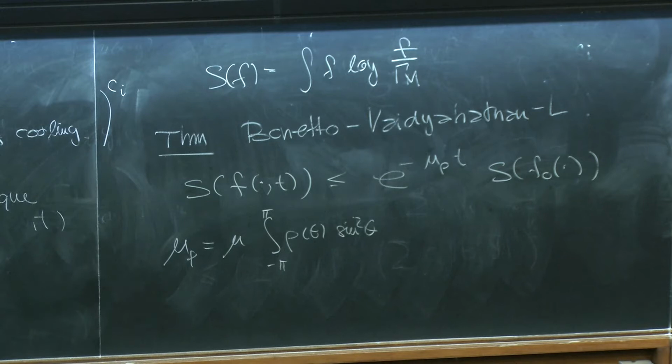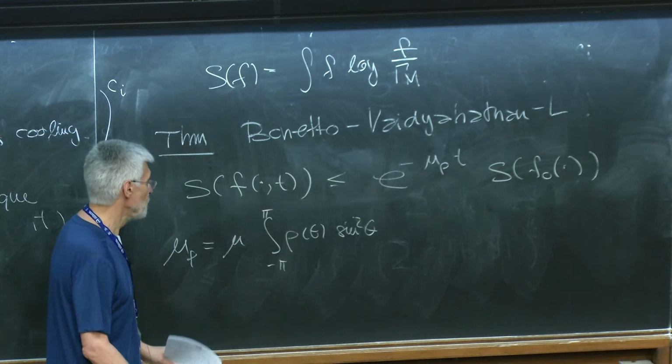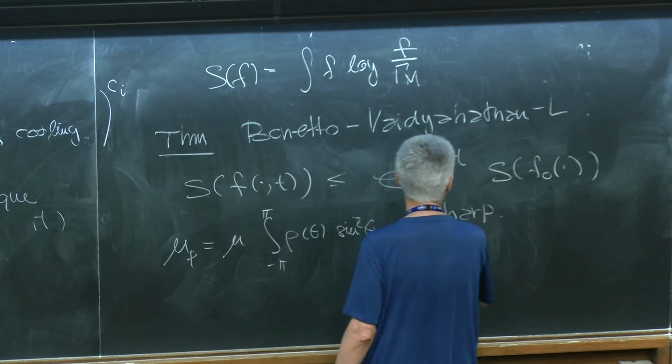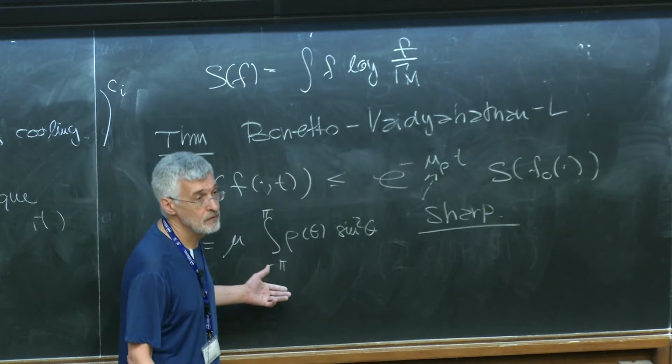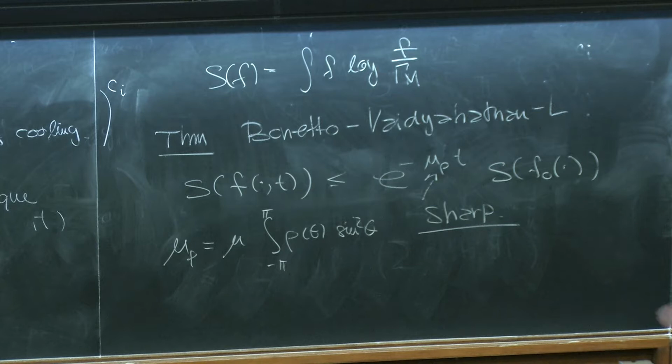And Rangini Vaidyanathan, she was a student of Bonetto, she actually showed that this rate is sharp. You can actually write down a state which behaves exactly that way. It's a function. You can take 1 over 2 pi, then you get just 1 half, because you average, right? But you can also do it in general. We didn't publish the general case, but it goes exactly through. Okay? Good. All right? So this is good news.